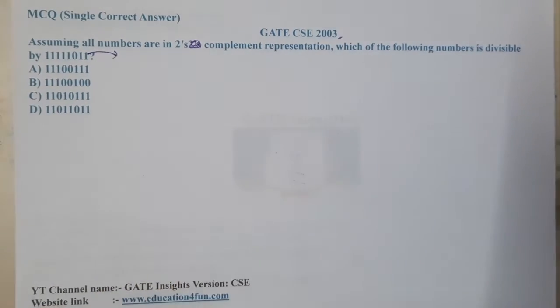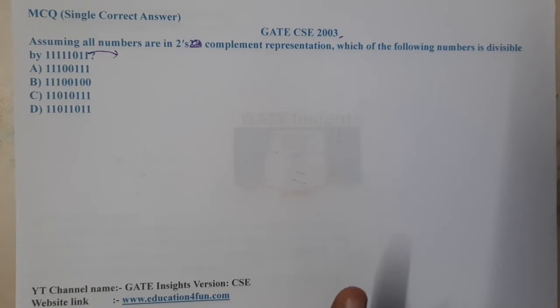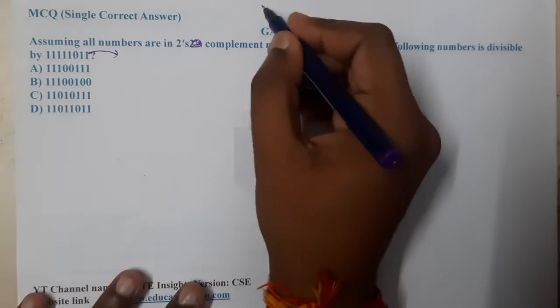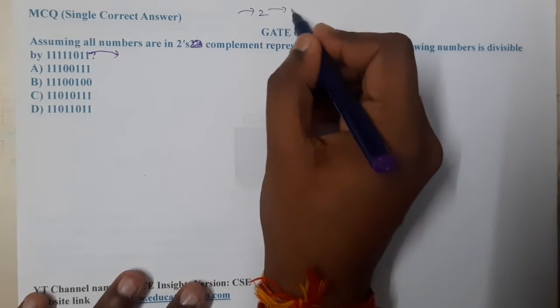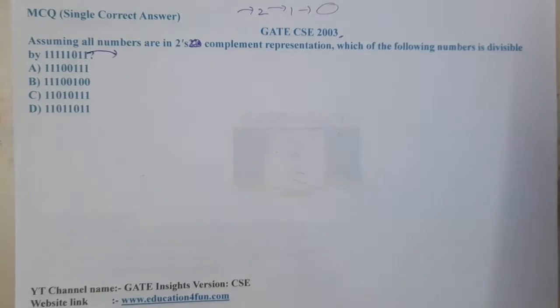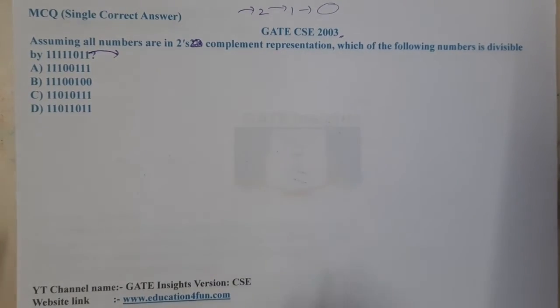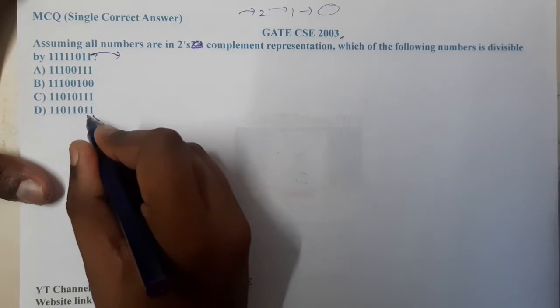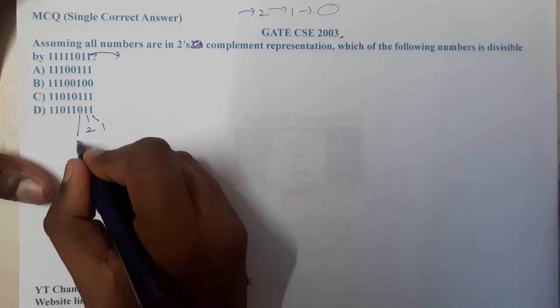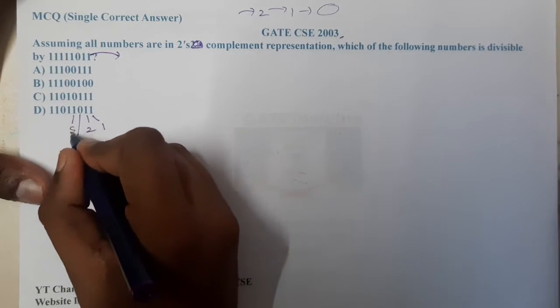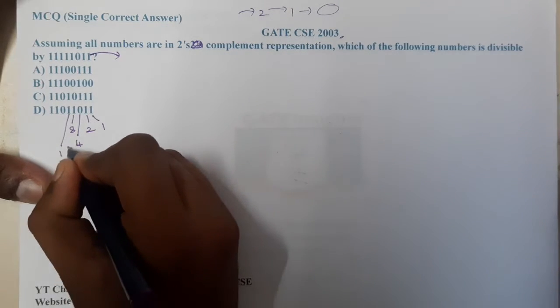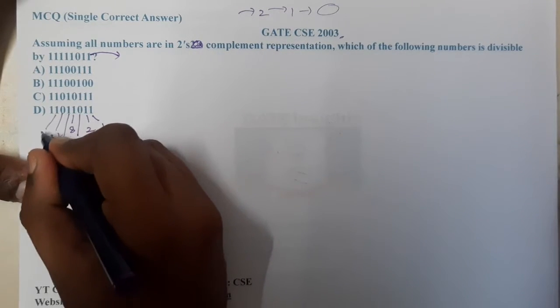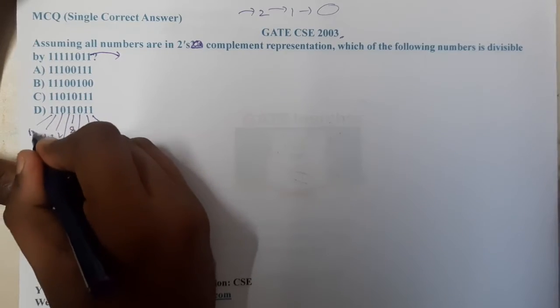If you recall, we have discussed one particular trick. Rather than converting from 2's complement to 1's complement and to binary, to decimal, we can do it directly. So let us try. This bit is 2 power 0, which is 1. This is 2 power 1, that is 2. 2 power 2, that is 4. This is 2 power 3, that is 8. This is 2 power 4, that is 16, 32, 64 and 128.